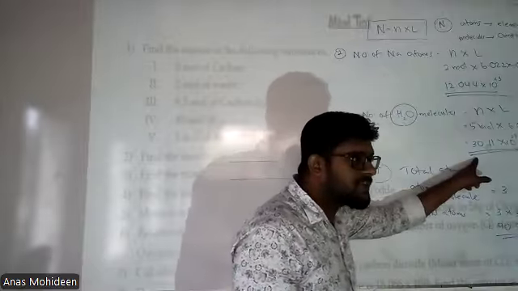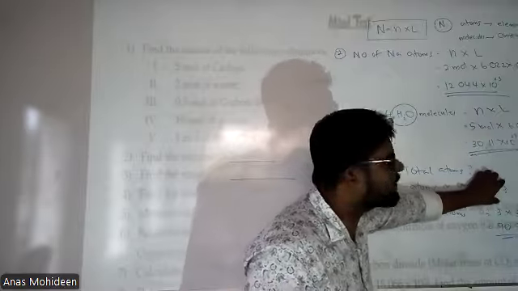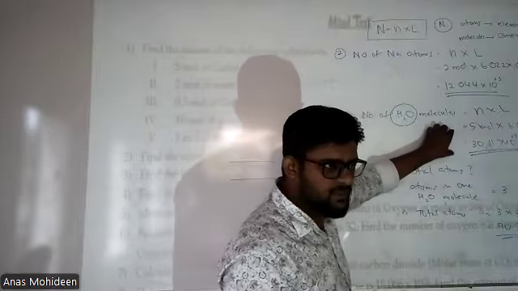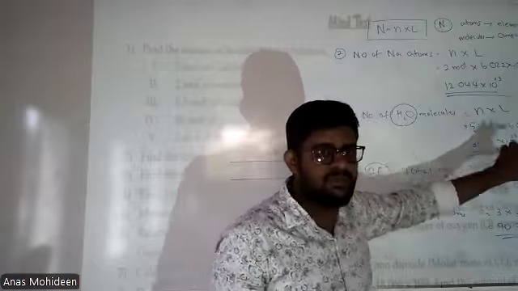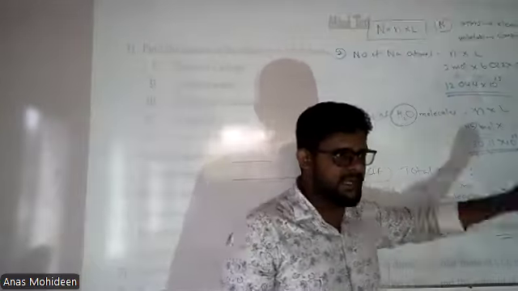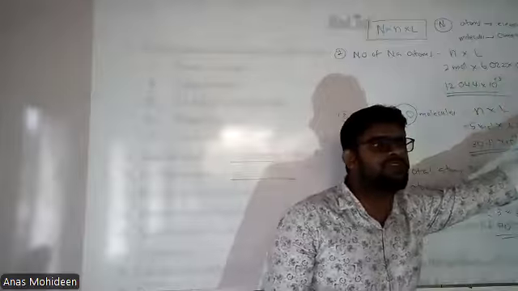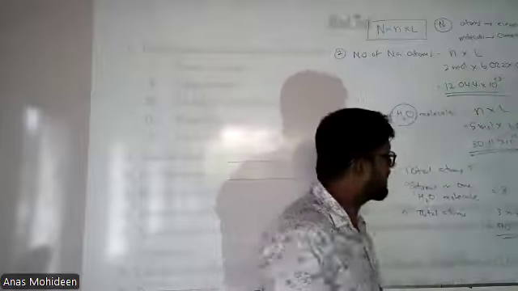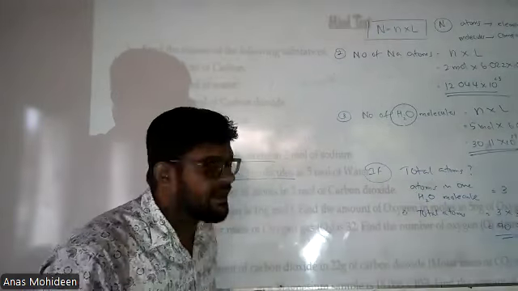Then this is the number of molecules. How many total atoms are there? Number of molecules into number of atoms in one molecule, correct? Number of bags into number of pens in one bag. Then you can find out the total number of pens. Am I correct? You understand? Likewise, number of molecules into atoms in one molecule. You multiply, you get the total number of atoms. Clear the point? Okay, fine.